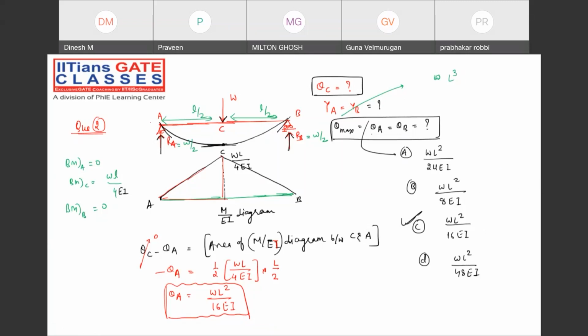So whatever the area, suppose you are taking any 2 points, you just take the M by EI diagram between those 2 points. That's it. That's the only difference. Understanding or not? Yes or no, guys? Yes. Correct. Can I remove this all?